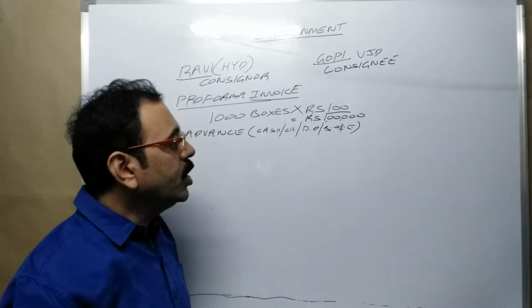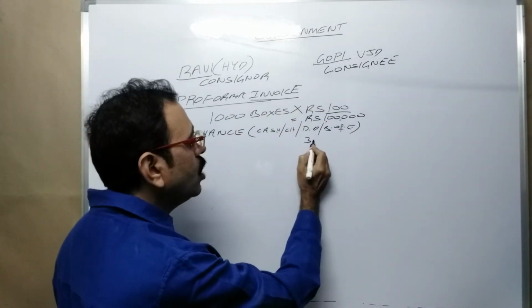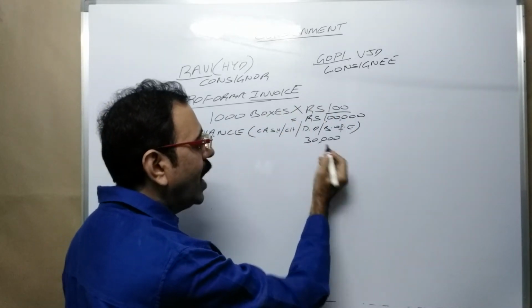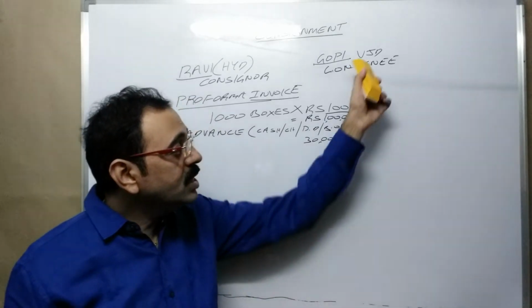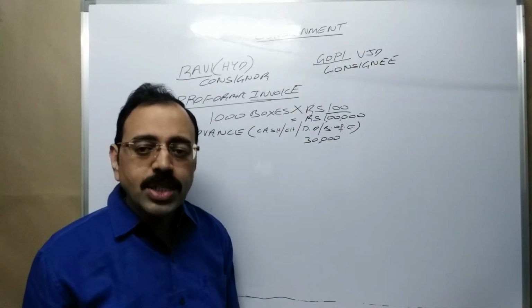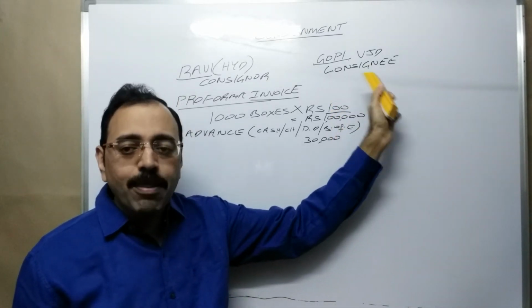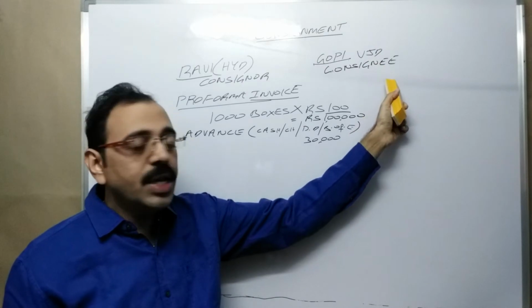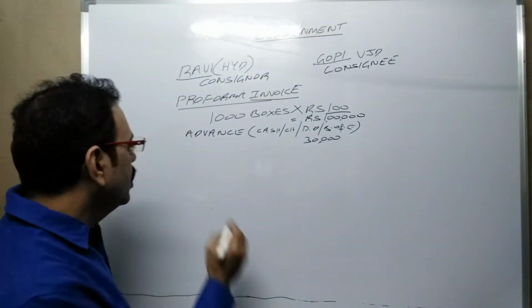In our example, assume that consignee sent 30,000 rupees as advance. When consignee sells the goods, from sales proceeds, he is going to deduct that 30,000 rupees and the balance amount only consignee sends to consignor.